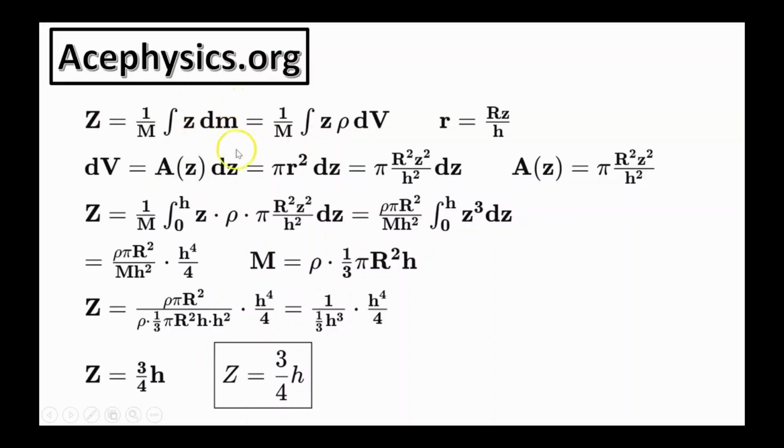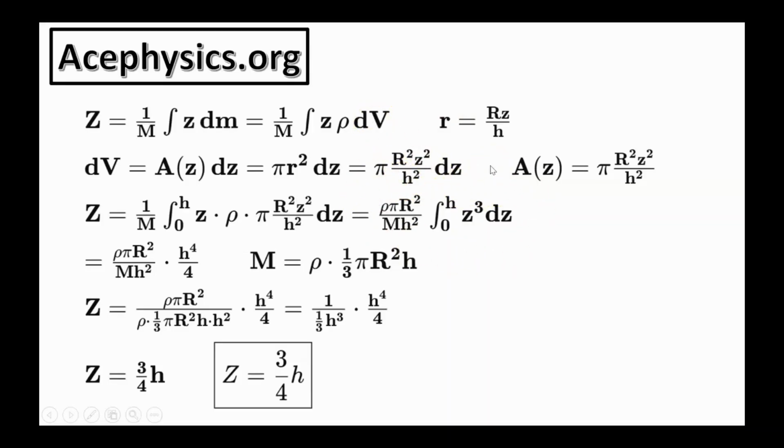The mass of each cylindrical plate is equal to the mass density times the volume of the plate. The volume of each plate is equal to the area times a small height dz. Area is pi r squared. But we know from this ratio that r is equal to big R z over h. That gives us this formula for dV. I can plug this in for dV, and then we're left with this expression.